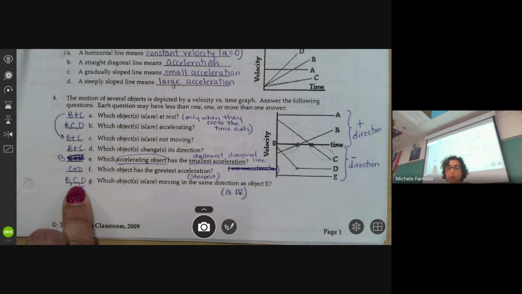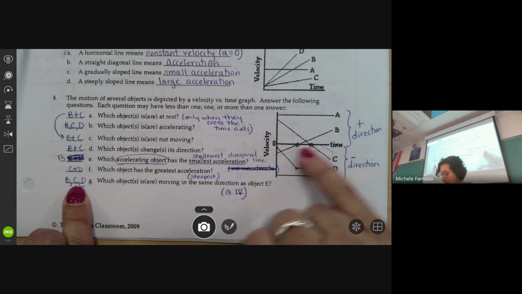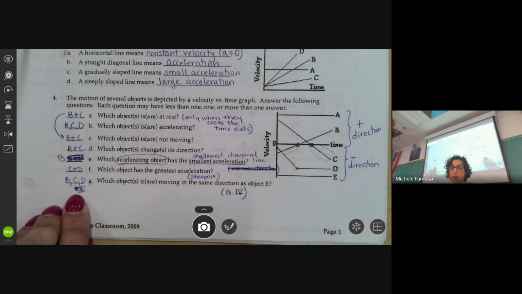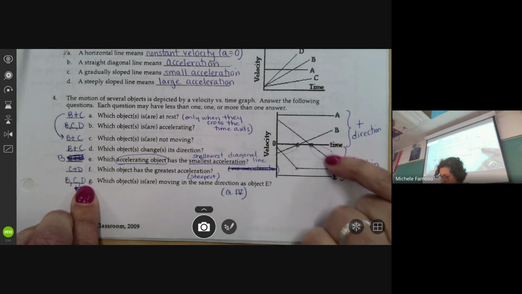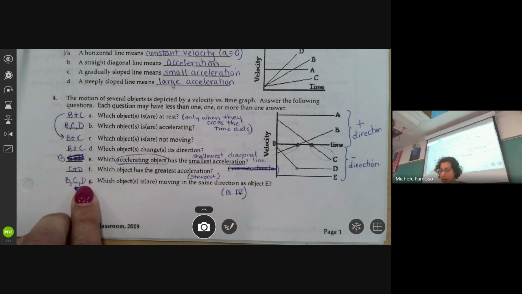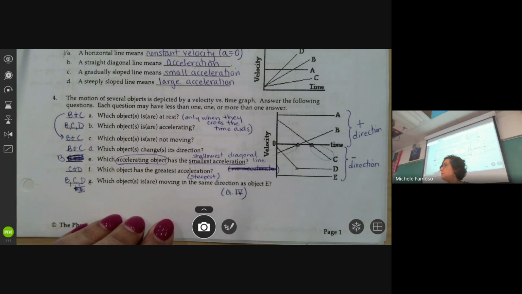And letter G, which objects are moving in the same direction as object E? Object E is moving in the negative direction because it's down in quadrant 4. So the other graphs which are down there are graphs B, C, and D. But C only in this section. And B only in this section for that period of time. Any questions on page 11? All right, let's go to page 12.